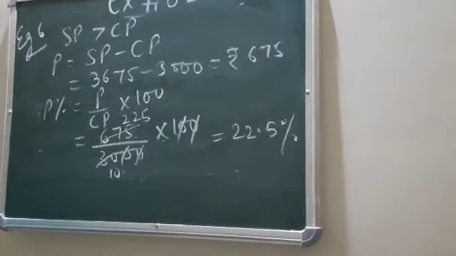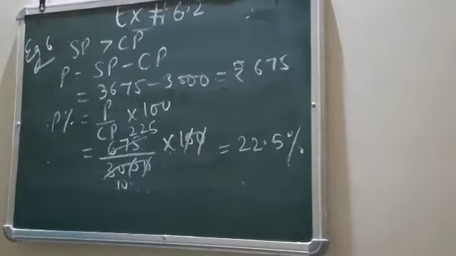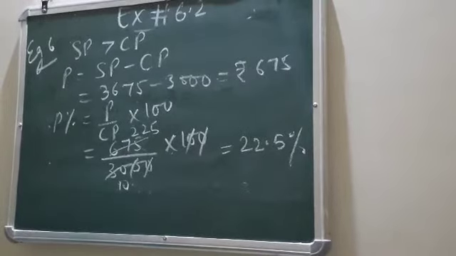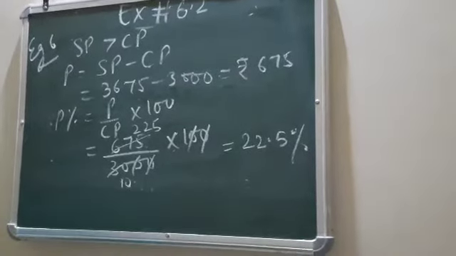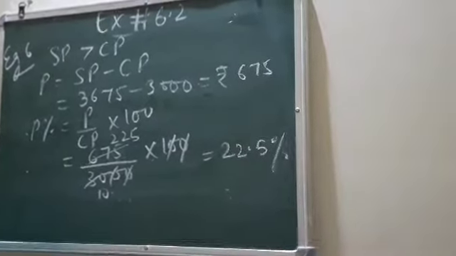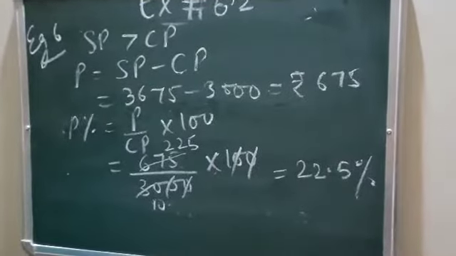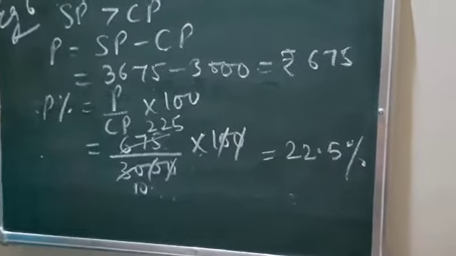Right? This was question number 6. Now we'll move on to example number 7. Example number 7 is, by selling a fan for rupees 649, Anil earns a profit of 18%. Find its cost price. Now what is given in the question?